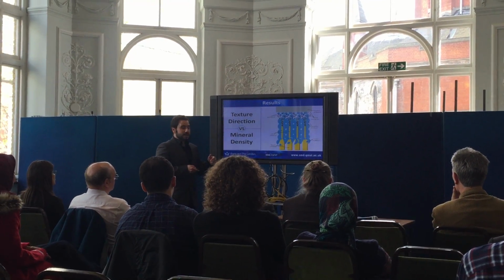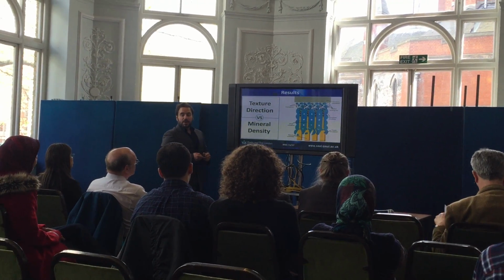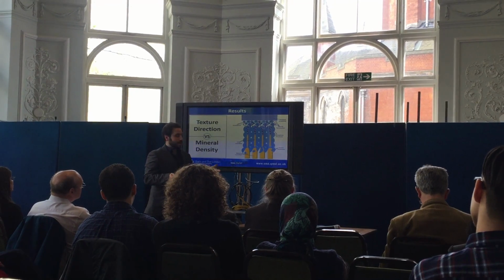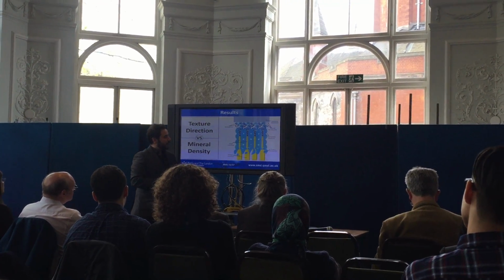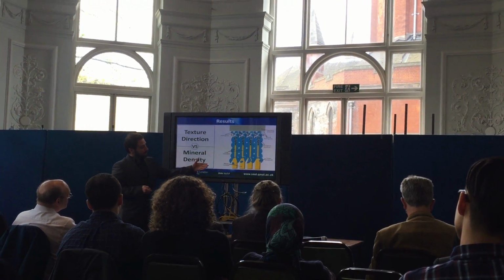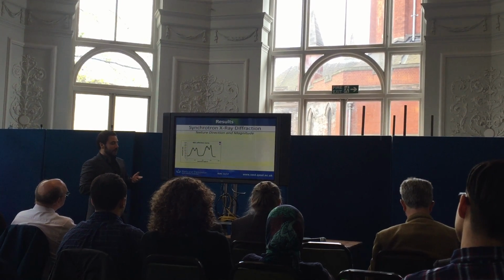The reason for that is, as you can see here, as early crystallites are laid down by ameloblasts, they don't change in direction, but they change in length, depth, and width. And that's why we have an increased mineral density, but no change in direction.